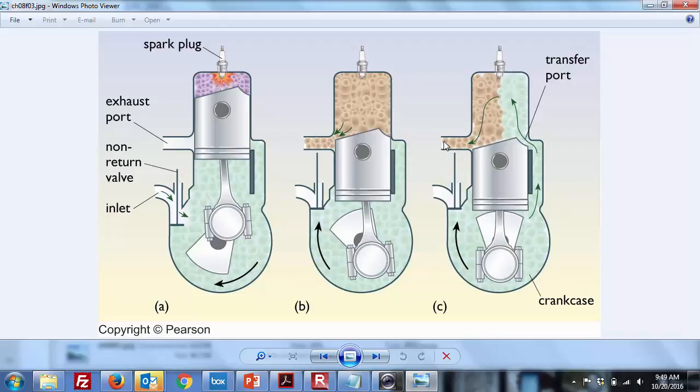why they sputter a lot. Sputter a lot, yeah. So there's the two-stroke engine. And again, we're going from chemical to thermal to mechanical.